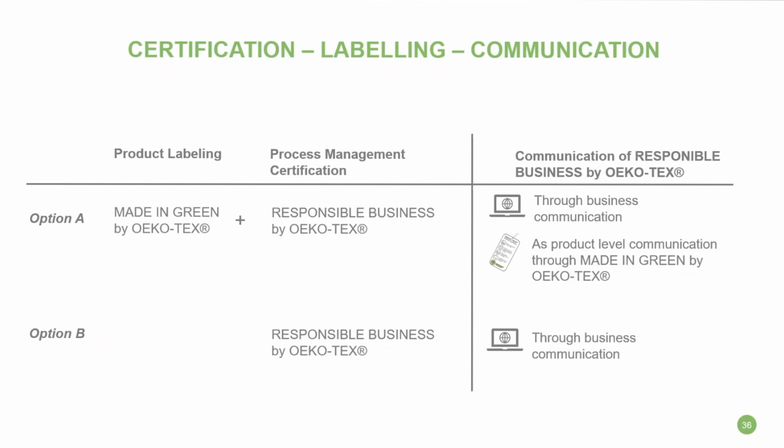However, if you also have a Made in Green label, you will be able to show your responsible business certification through the product level on your Made in Green labeled products, through their hang tags and QR codes.